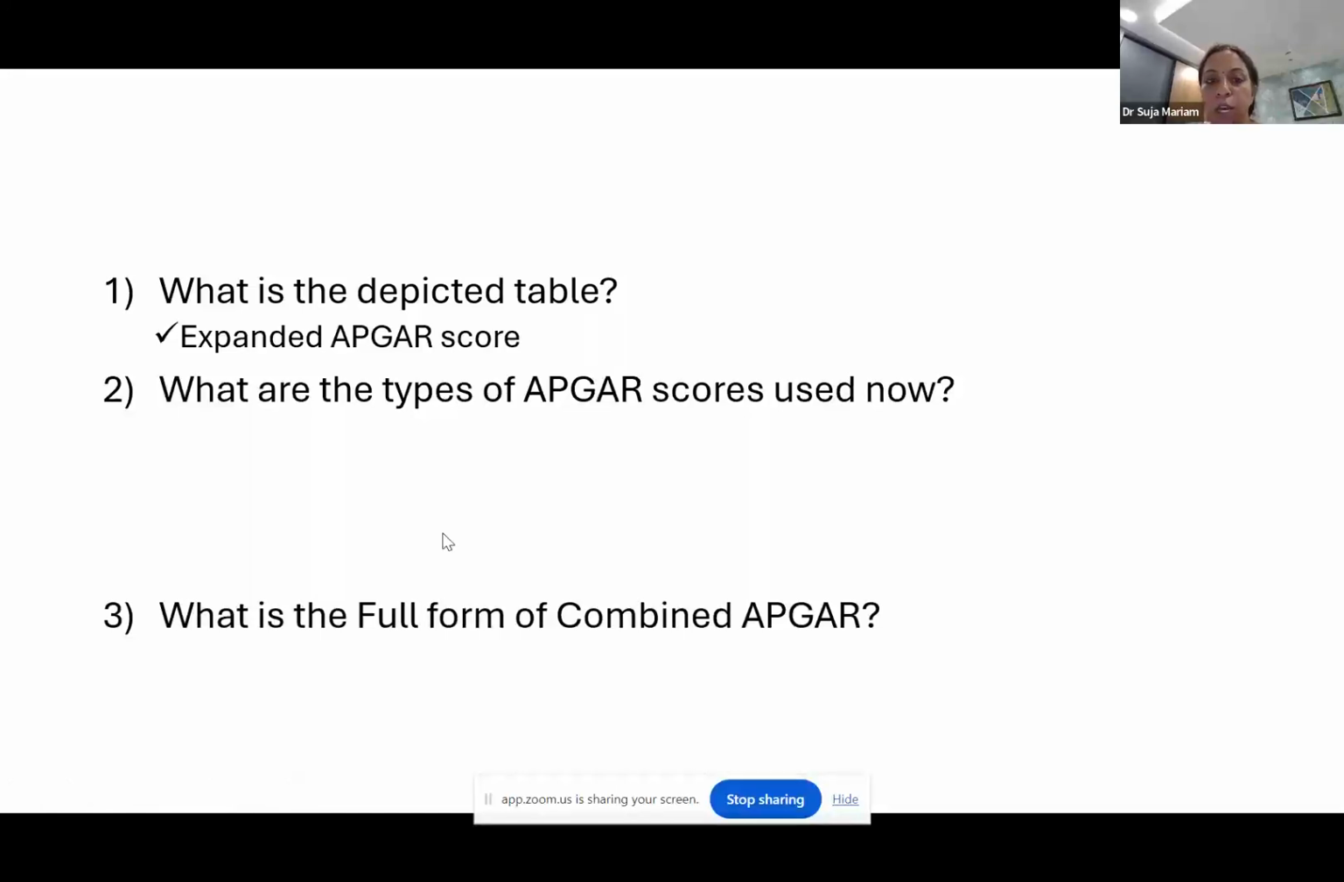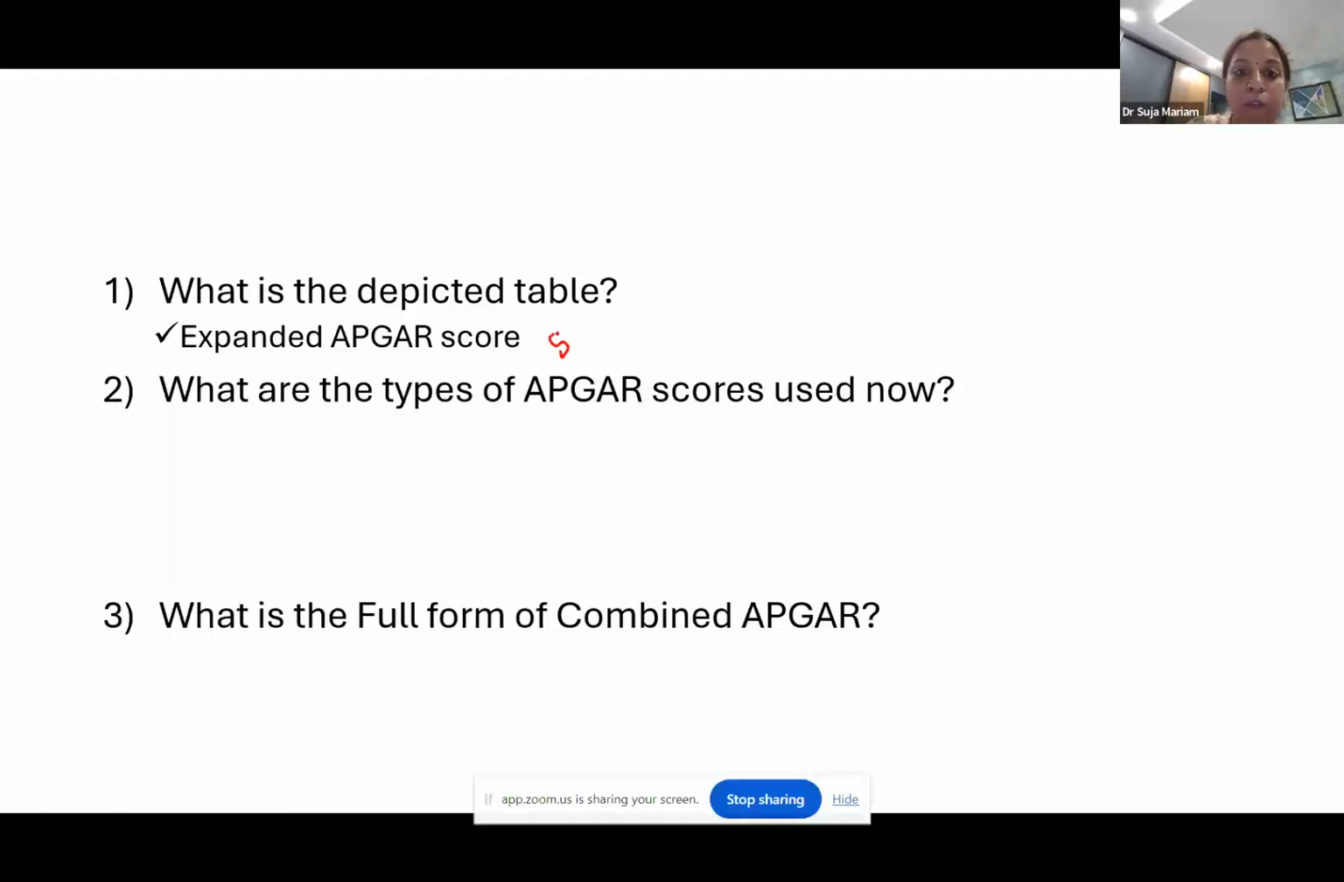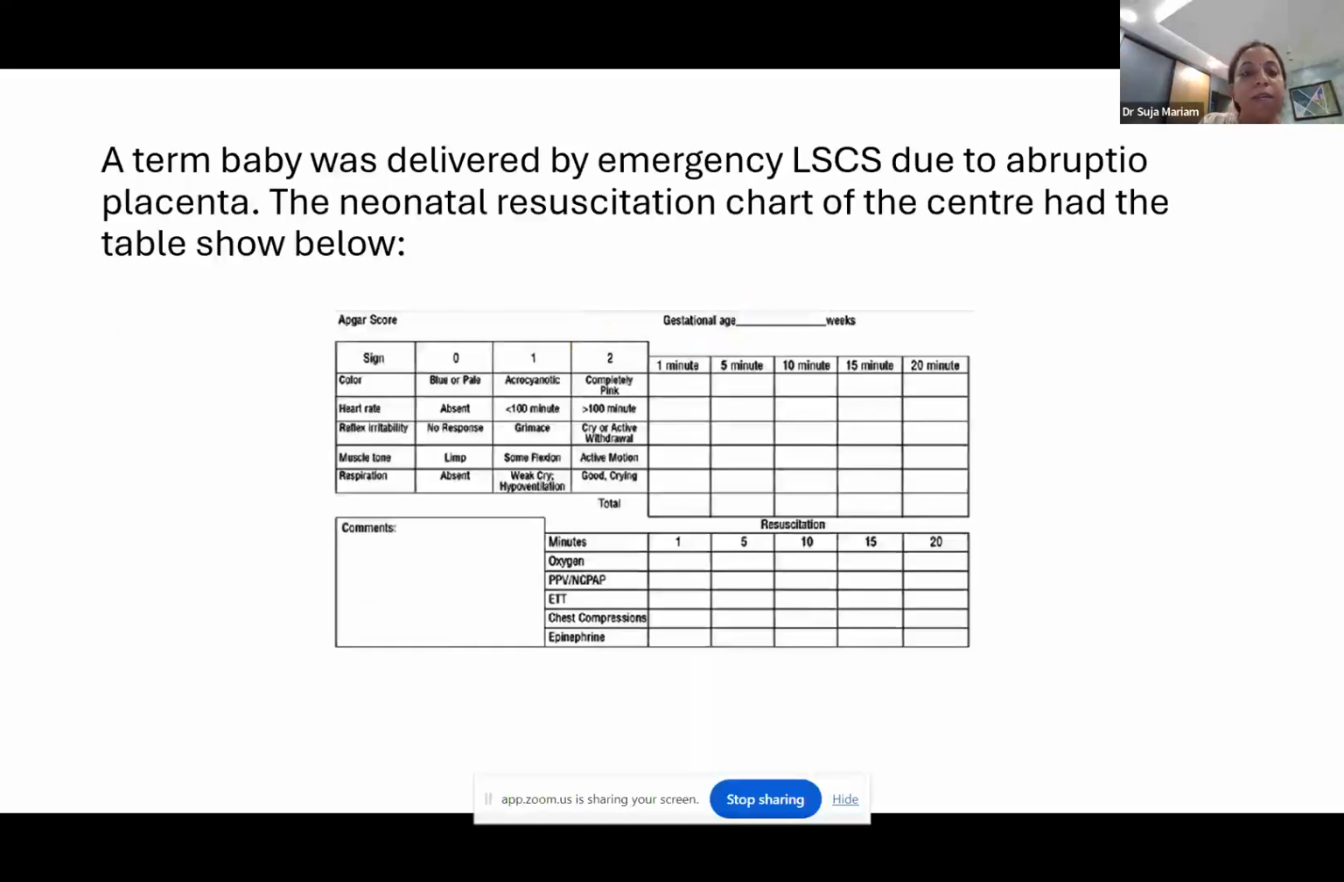So the table which is shown in the figure is an expanded Apgar score. Expanded Apgar score is recommended currently by the American Heart Association. If a baby has a 5-minute Apgar, which we routinely document, of less than 7, then AHA recommends that you document the 10-minute, 15-minute and 20-minute Apgar also, which is called the expanded Apgar score. Apart from that, this will also have the events that are happening.